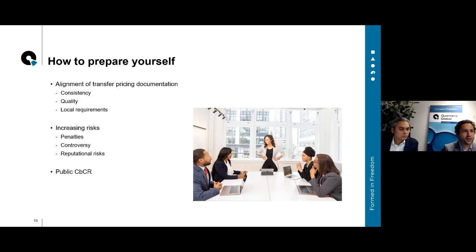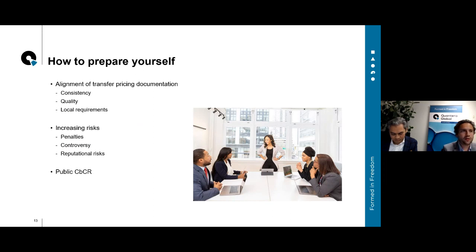So that's basically the alignment of transfer pricing documentation. Very, very important. Also include the local requirements, as just stated. Really look into those requirements. One standard template may not be sufficient. You really have to fill it in for every country based on specific templates and specific items as well. We also see a lot of tax authorities imposing penalties, and increased controversy, and reputational risks. So those are basically the risks we see from a transfer pricing perspective.